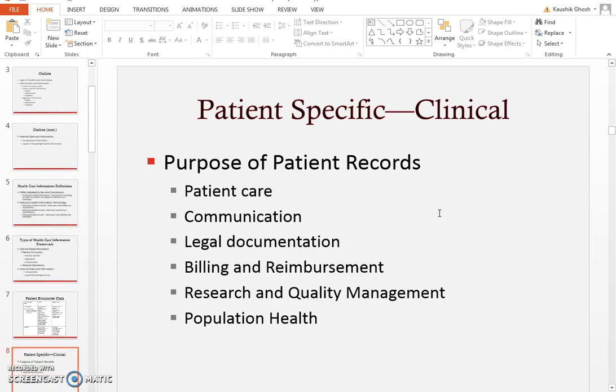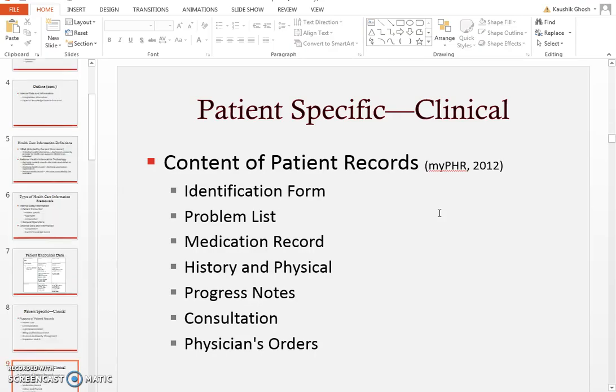Patient records, of course, as you can see. What about patient records pertaining to patient care? How do you communicate with the patient? Legal documentation, and the billing and reimbursement issues related to the patient care.